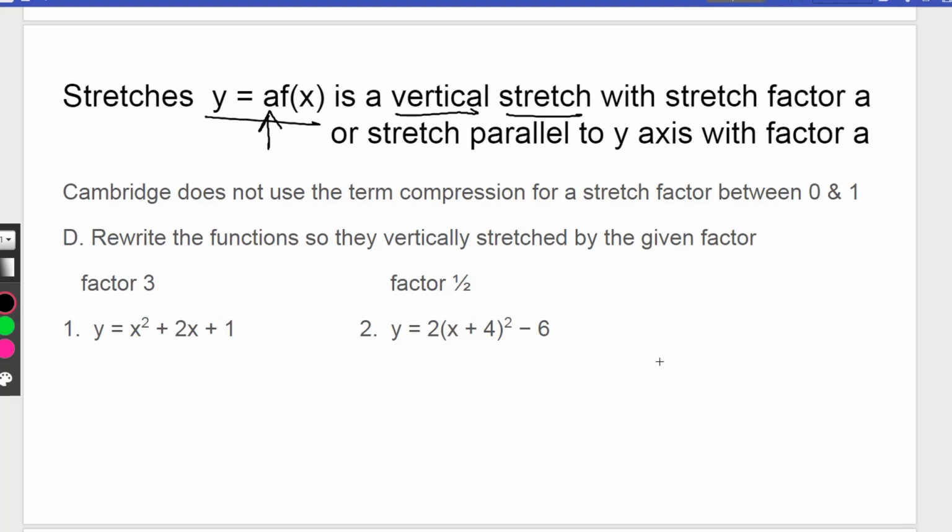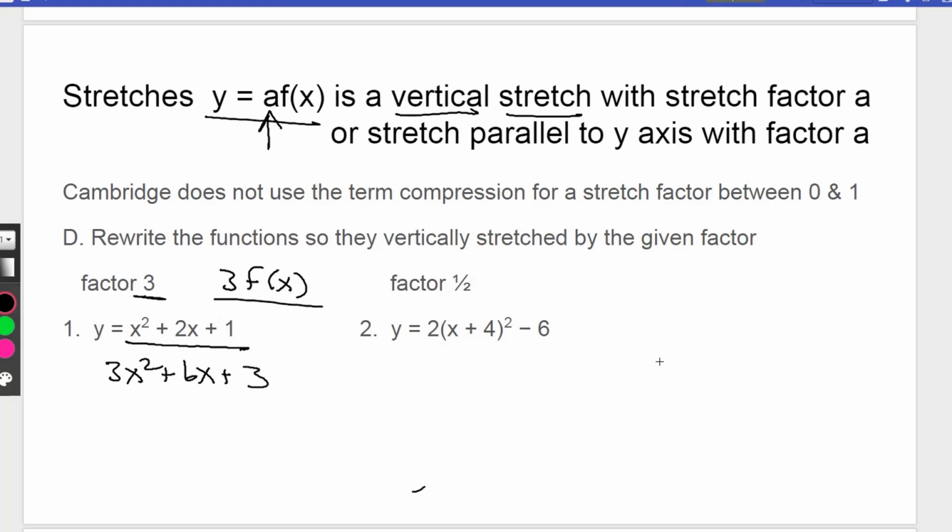Right now we're talking about a vertical stretch. So if I want to do a vertical stretch, I'm going to multiply everything. This is what f of x is equal to, and they want me to multiply it times a. In this case, the a is going to be a 3, because if I wrote this in this notation, it would be 3 times f of x. This is f of x, I'm multiplying it by 3. To do this, I get 3x squared plus 6x plus 3.